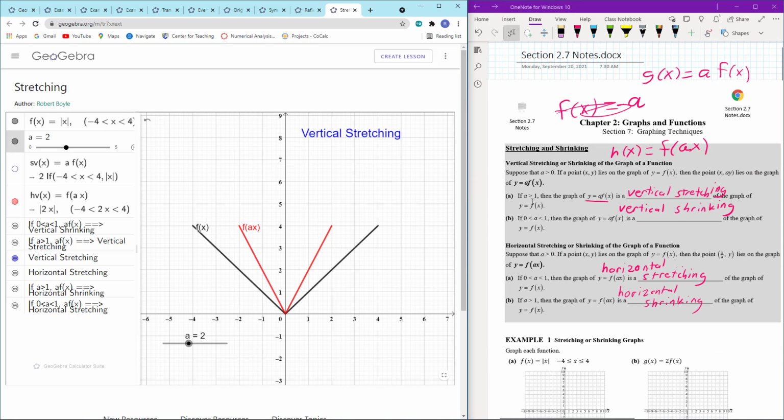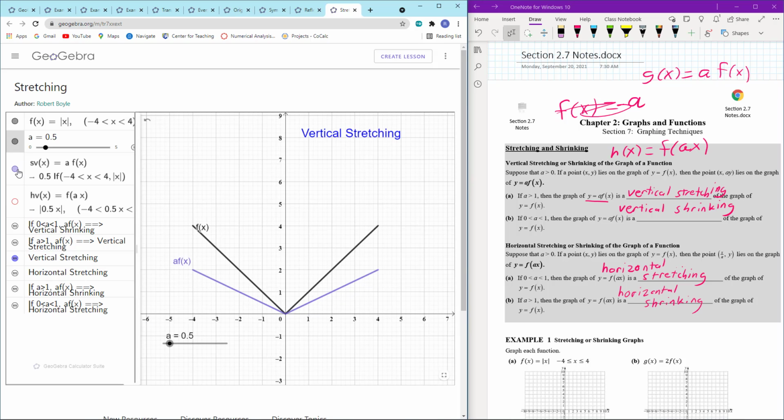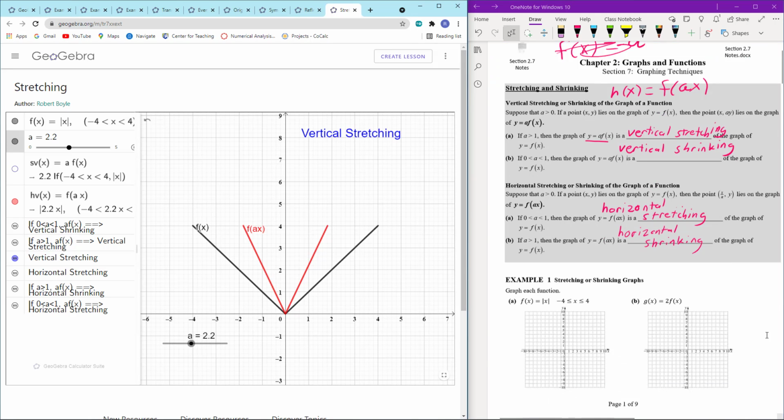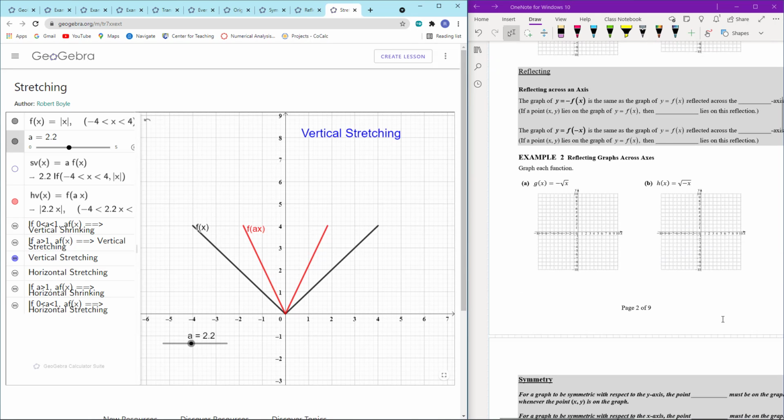Once again, for vertical stretching, if we multiply the function by a, we have vertical stretching when a is greater than 1, vertical shrinking when a is less than 1. If the argument is being multiplied by a, then we have horizontal stretching when a is less than 1 and horizontal shrinking when a is greater than 1. And our next topic is going to be reflections.